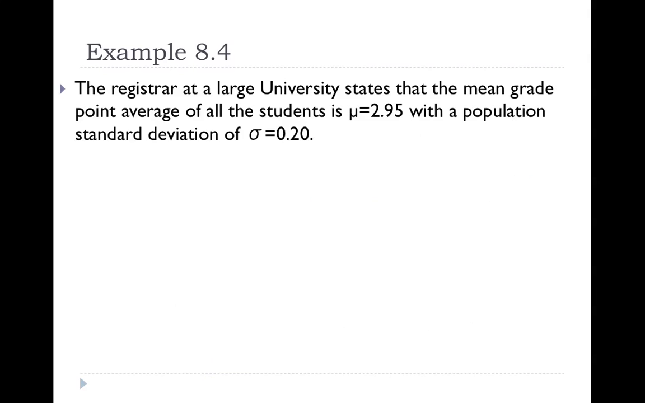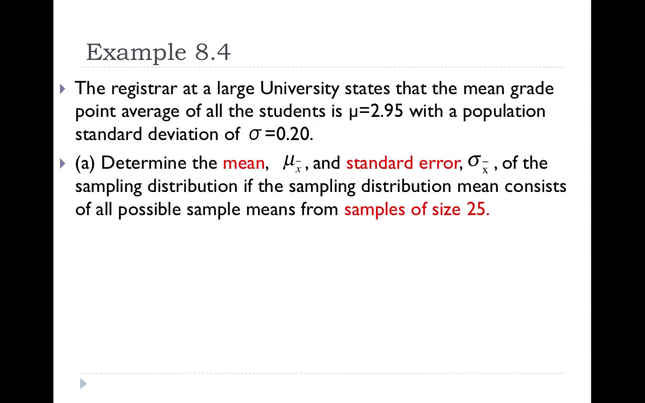Example 8.4. The registrar at a large university states that the mean grade point average of all students is mu equal 2.95 with a population standard deviation of sigma equals 0.2. So we have the population mean and we have the population standard deviation. Part A asks us to determine the mean, mu sub x bar, and the standard error, sigma sub x bar, of the sampling distribution if the sampling distribution mean consists of all possible sample means from samples of size 25.